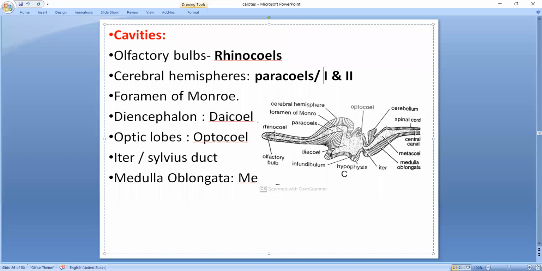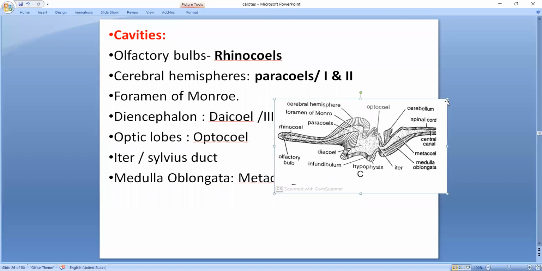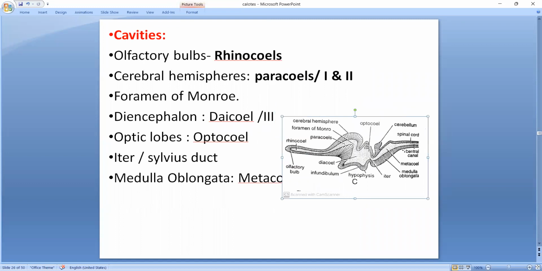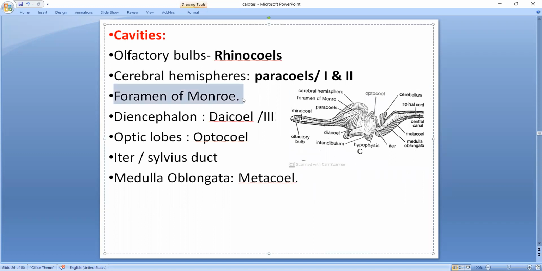The second ventricle is connected to the third ventricle by the foramen of Monro. So the foramen of Monro connects the second and third ventricle, and this is the diencephalon.